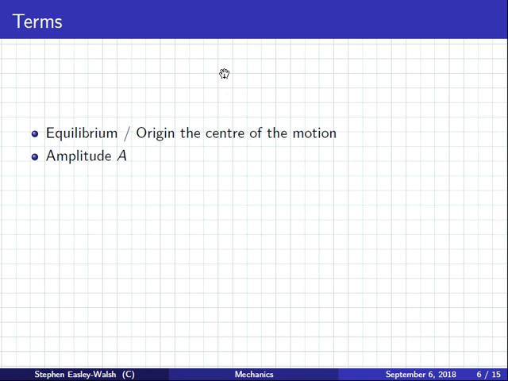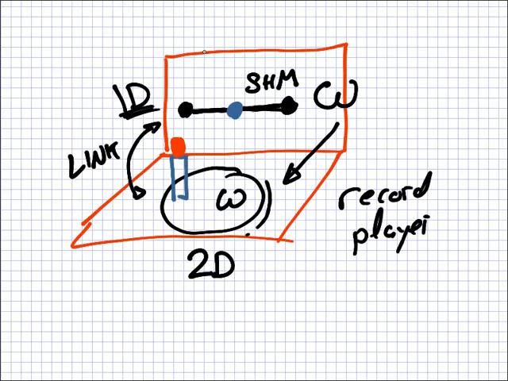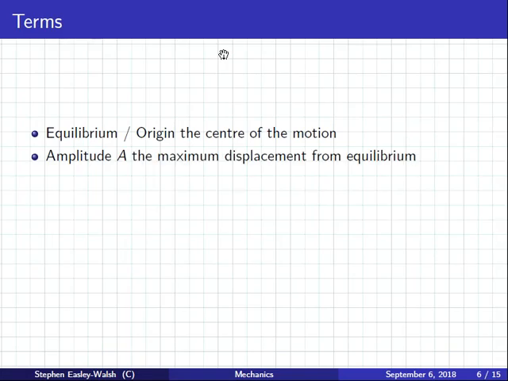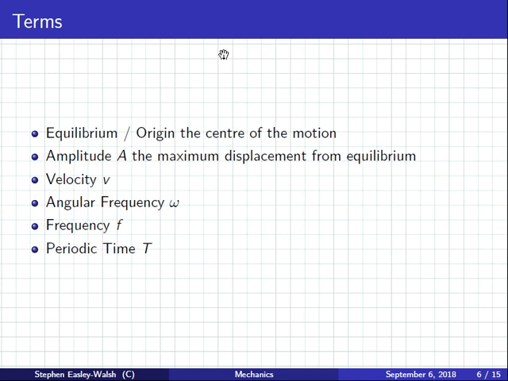The next one is the amplitude. What's the amplitude, do you think? That's okay, because it's a new word. The amplitude is this distance here to here. It's the maximum distance of the displacement. It's the limit. Velocity, you know velocity. Angular frequency, the omega, you know this. Frequency, you know this. Time, you know this. So these two are new. You need to write these down.